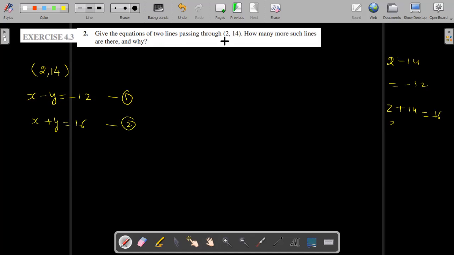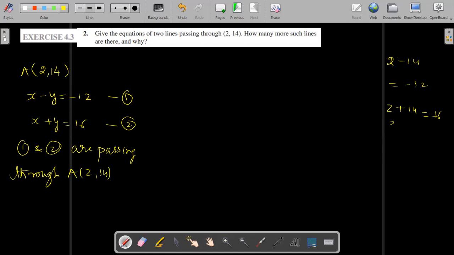These are the equations of two lines passing through the point. Equations 1 and 2 are passing through this point. You can put the values and you will get the left hand side equal to the right hand side. That means it satisfies. So this is the way.